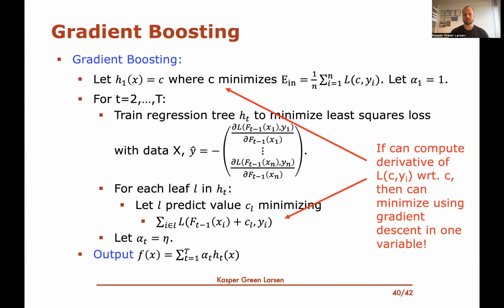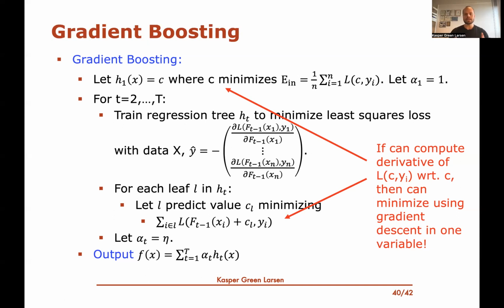But what you can do is, since we can compute these derivatives of the loss function, and it's a function of just one variable, what you actually do is run gradient descent on that one variable to figure out what to return. So you just use gradient descent inside gradient boosting to figure out what these constant values should be. It's gradient descent on a single variable, right? So it's a very fast type of gradient descent.